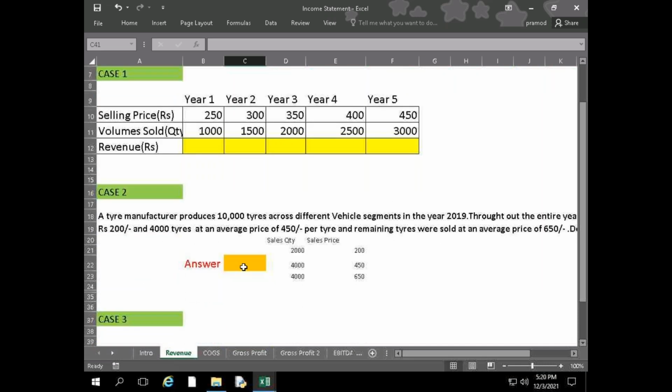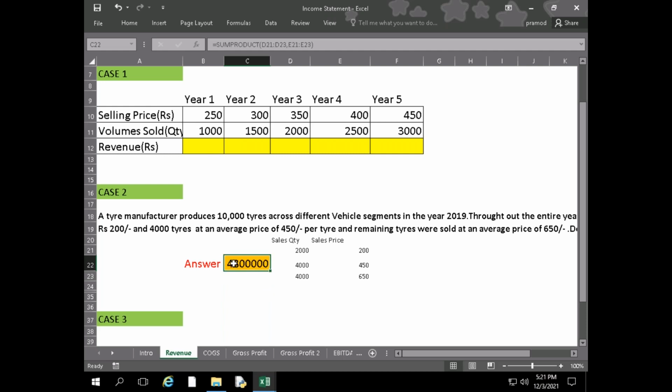Second case, find out only the revenue. Sir, we should take the total of sales quantity into the total of sales price, correct? Yes. For this there is a formula: SUMPRODUCT, because you should multiply the sum of sales quantity with the sum of price. Instead of doing the total twice, directly use SUMPRODUCT of this comma sales price, then close bracket. You will get the answer.